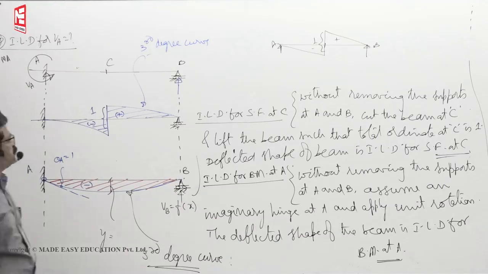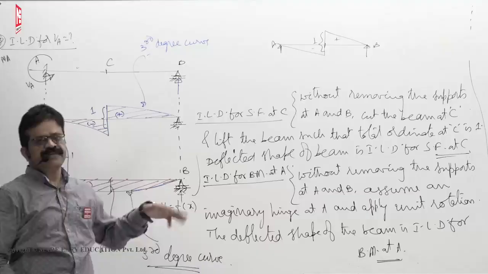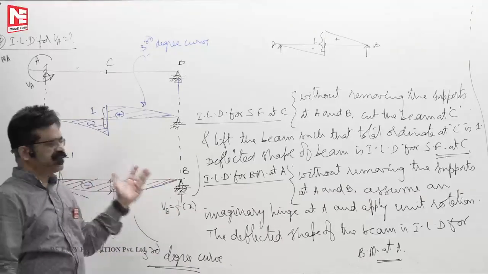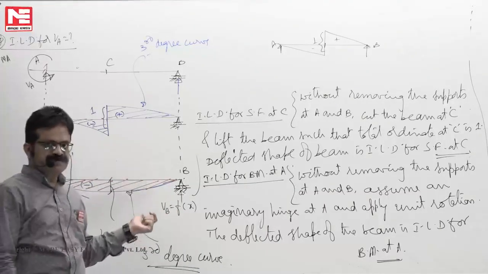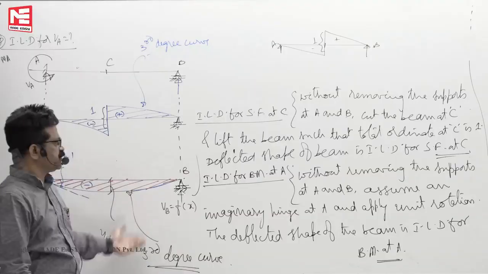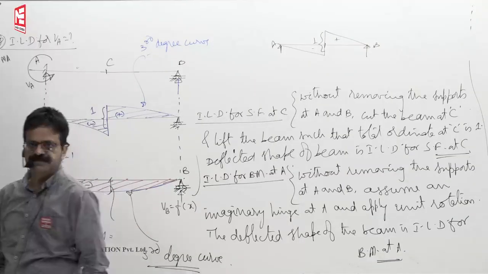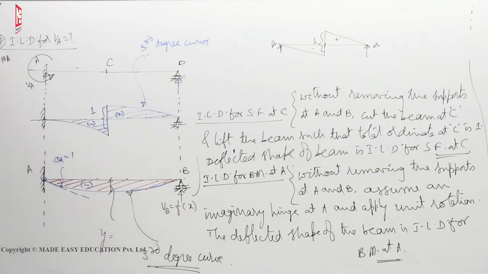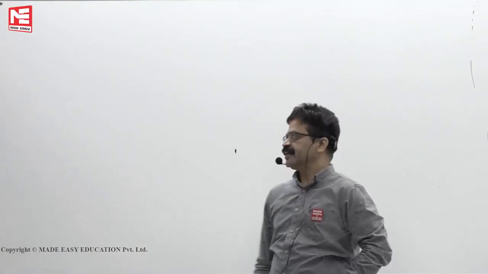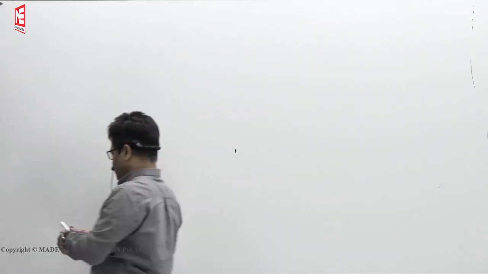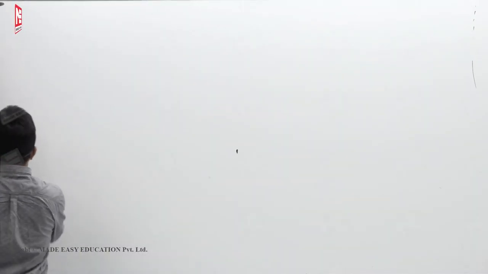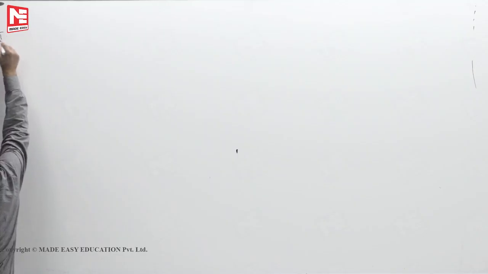Okay. Now we will deal with the ILDs for fixed beams, continuous beams, frames. Next we will see that part. Okay, now we'll see the fixed beams case, the second one. The same process we will extend.